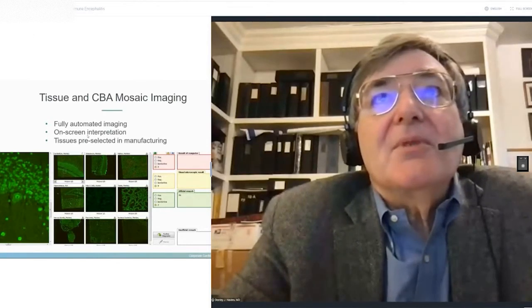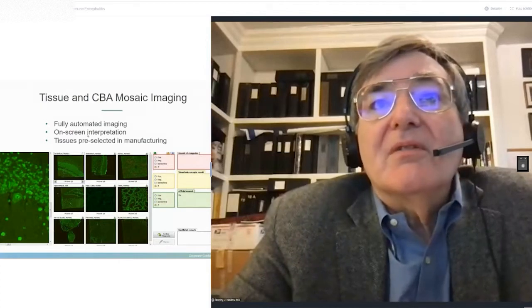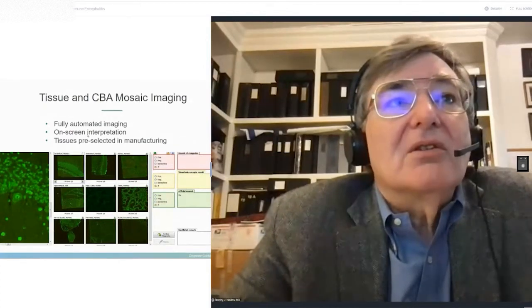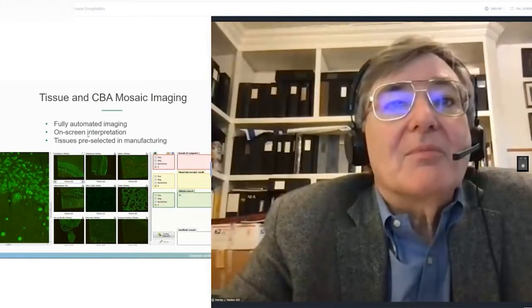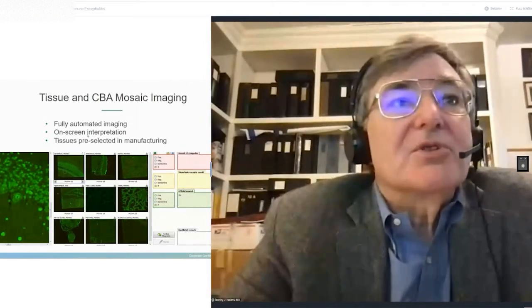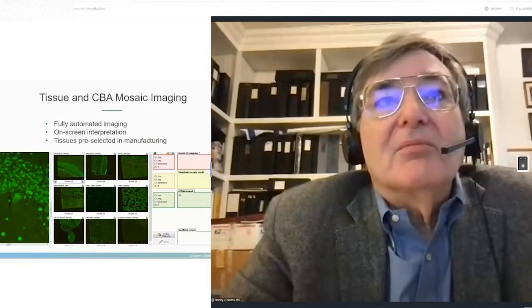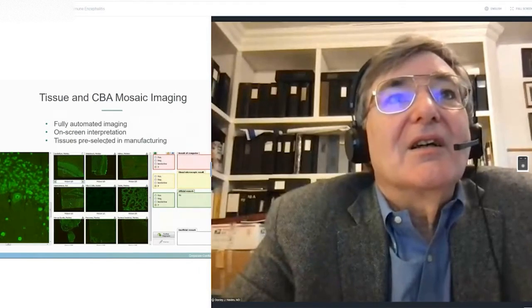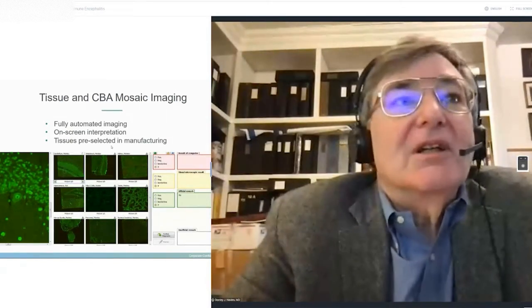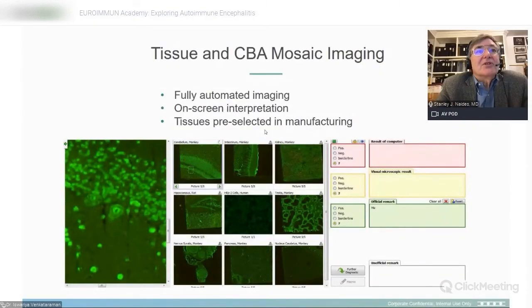And the tissue and CBA mosaic imaging can also be automated, both in terms of the slide preparation and also in terms of image capture, which helps decrease inter-observer variability and allows for records and internal laboratory training and proficiency enhancement. So this is an example of a number of different tissues, and one looks for the pattern of staining and the distribution of the different tissues, as well as within the tissues, the different structures that are stained. Next slide.